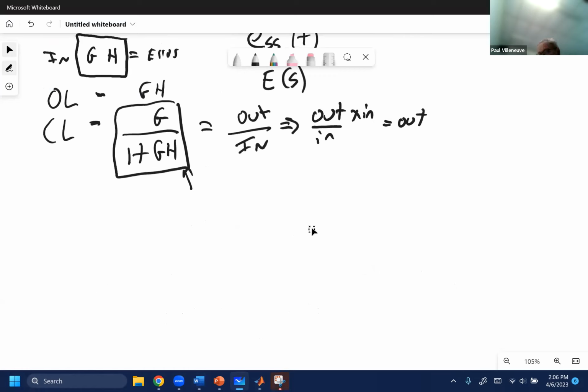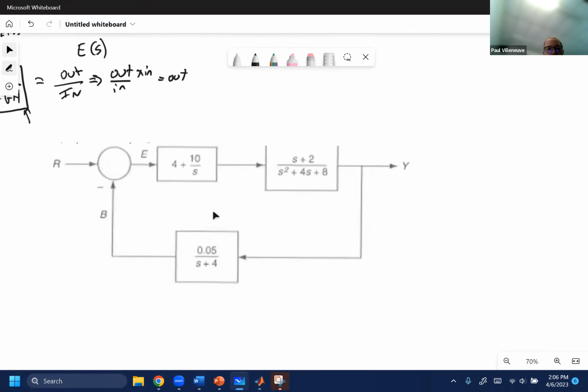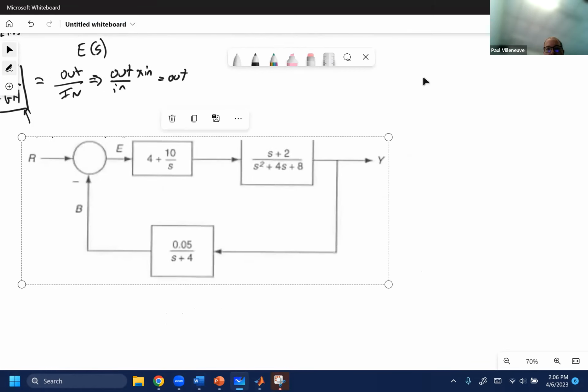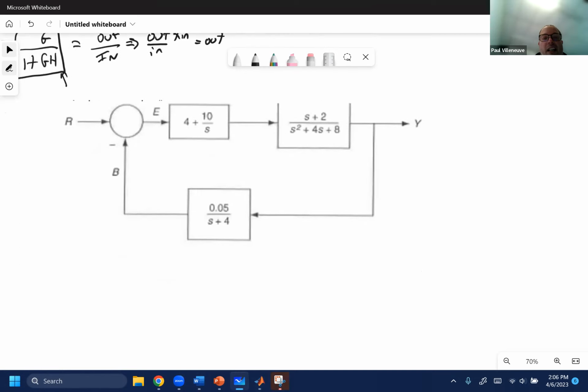And then move that over here. Okay, so I've got to go ahead and find G times H. So the first thing I'm going to do is find G, which is in the feed forward path. So it's 4 plus 10 over S. And these are in cascade, so I multiply those together.